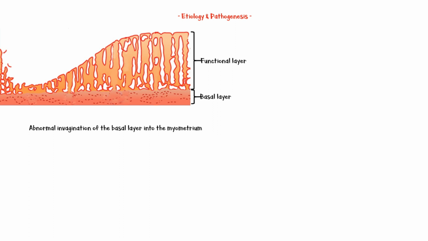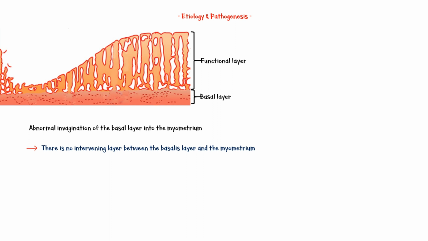Now let's discuss the etiology and pathogenesis of adenomyosis. The endometrium of the uterus can be divided further into two layers: the functional layer, which sheds off during each menstrual cycle, and the basal layer, which lies just above the myometrial layer of the uterus. The currently accepted theory for the pathogenesis of adenomyosis includes the abnormal invagination of the basal layer into the myometrium. Unlike many other tissues, there is no intervening layer between the mucosa and the muscle layer of the uterus, which strongly supports this theory.